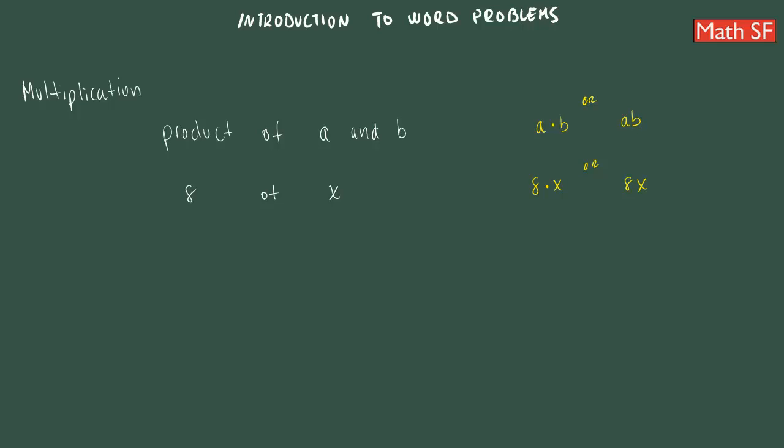Another way will be twice x. Twice stands for 2 times, so 2 times x, or 2x. One straight sentence will be m times 5, which will be m times 5, or 5m.